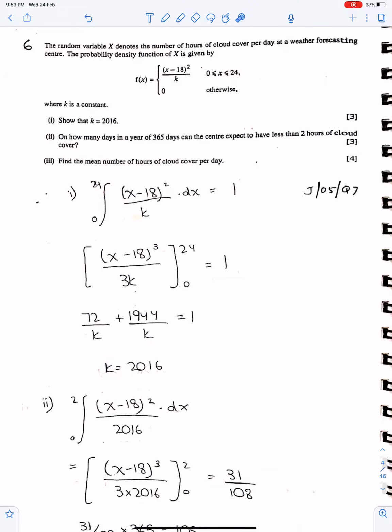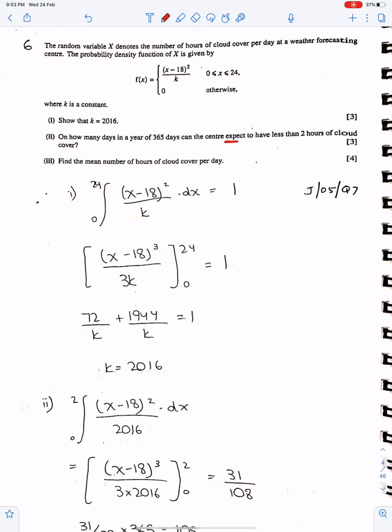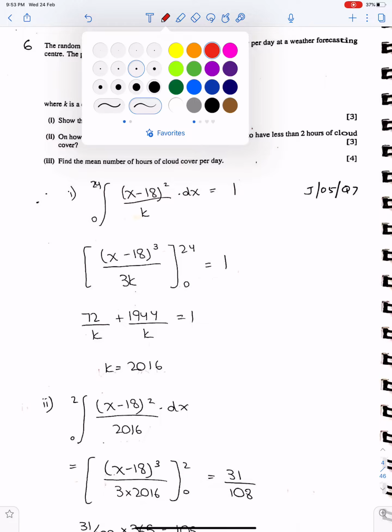And you all know how to integrate this. This is so simple. This is the composite algebraic function. I'm not interested in integration, so I won't explain how to integrate the function. I will just explain the concepts. Part 2. On how many days in a year of 365 days can the center expect? Now this is very important. This expect means mean.